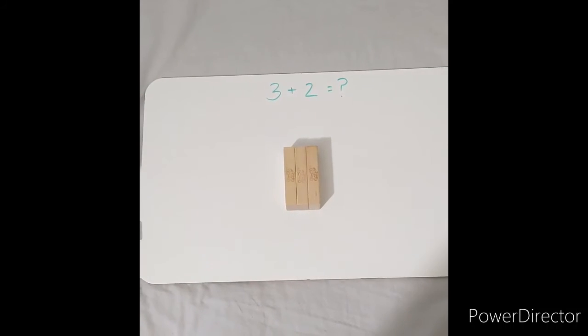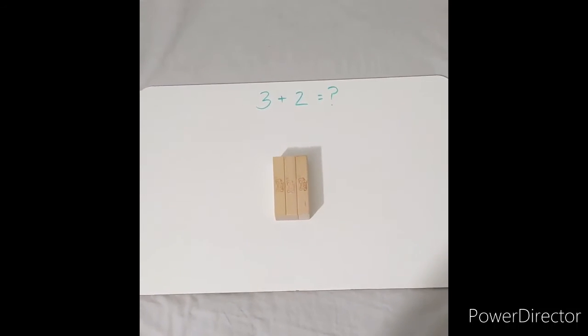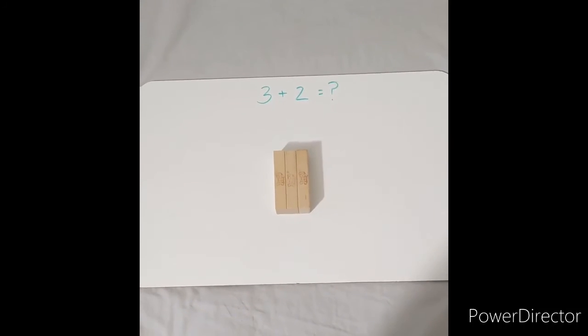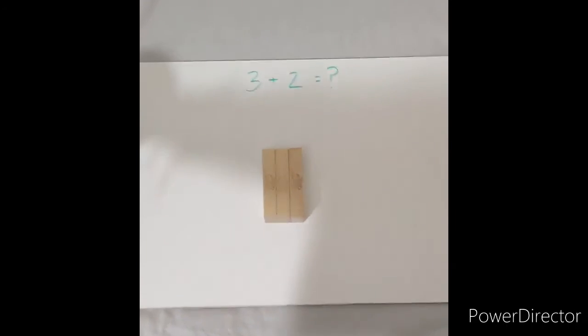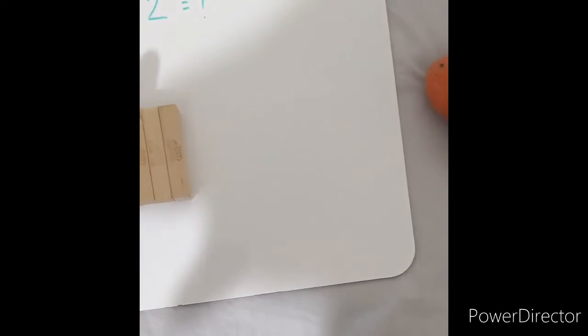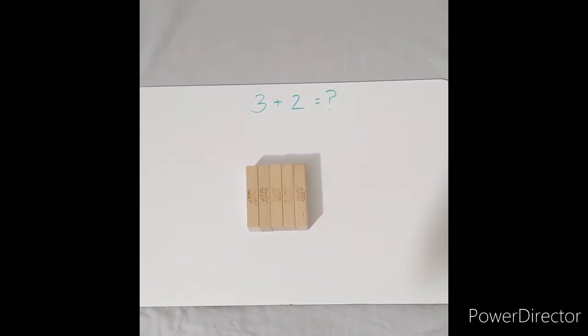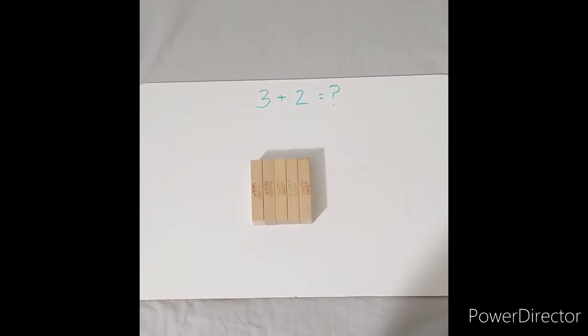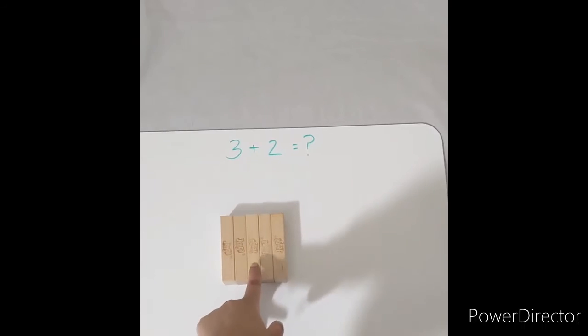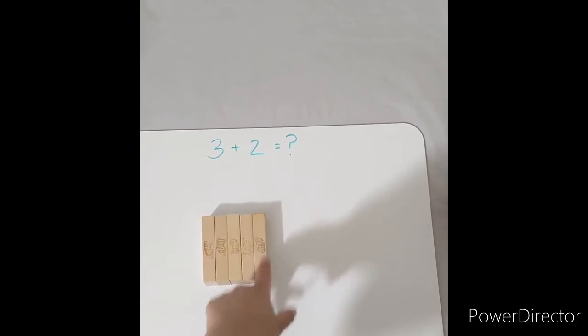We can use blocks as another manipulative. Starting off with 3 blocks, the problem asks us to add 2 more blocks. So if we clicked 2 more blocks to the 3 that we started off with, we now have 1, 2, 3, 4, 5 blocks.